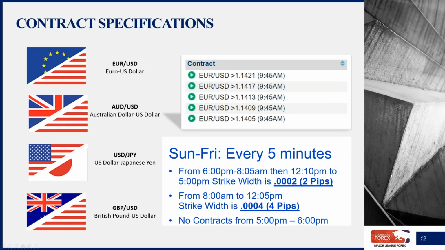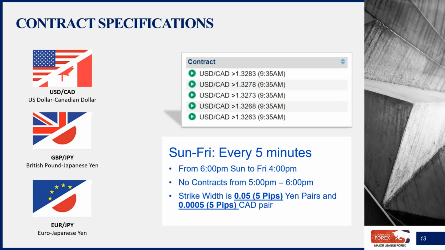Now, this is where it gets confusing. Here are the other three that are included in the 5-minute binaries. Here we have the US Canadian dollar, the pound yen, the beast, and the euro yen, okay? Here's where these are different. Instead of being 2 and 4, the strike width of these is going to be 5 pips no matter what, okay?